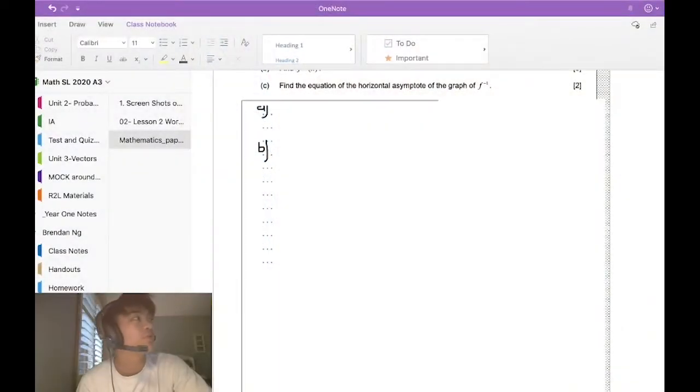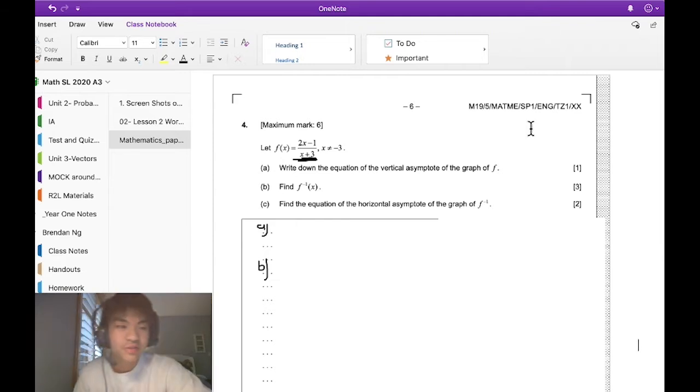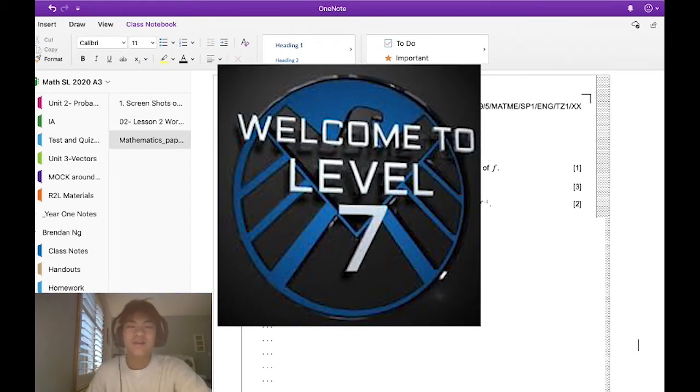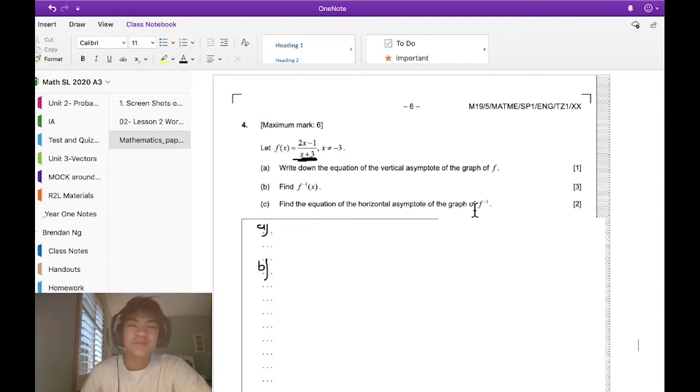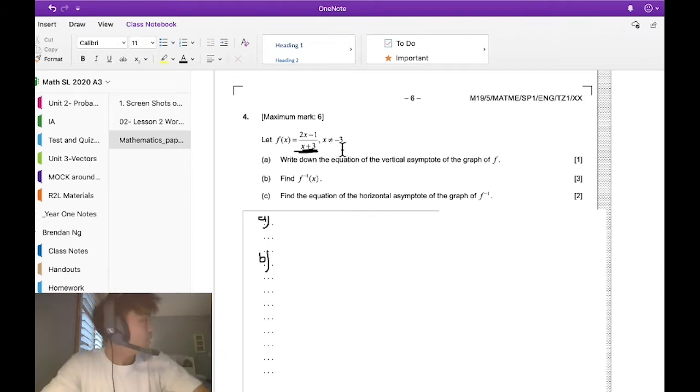Alright, so I've picked out this problem. It's from the May 2019 exam, so last year's exam, and as we know, Mr. Burke said this is one of the hardest exams he's seen, so if we're able to solve this, we should be able to get a level 7 on our exams, even though we don't have any. But alright, let's just get right into it. So the question is, let f of x equal (2x minus 1) divided by (x plus 3), where x can't be equal to minus 3.